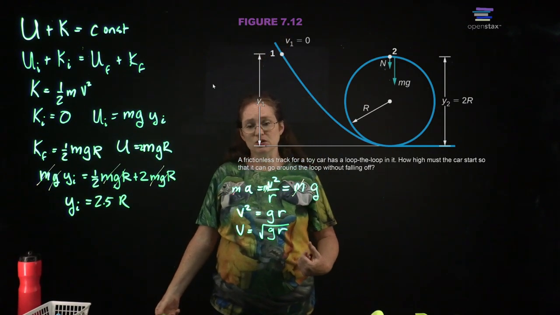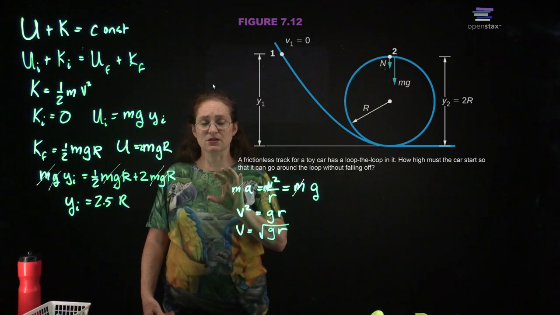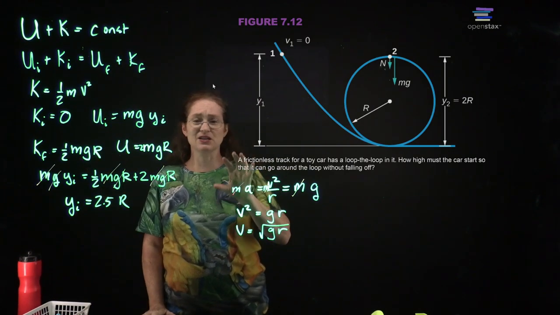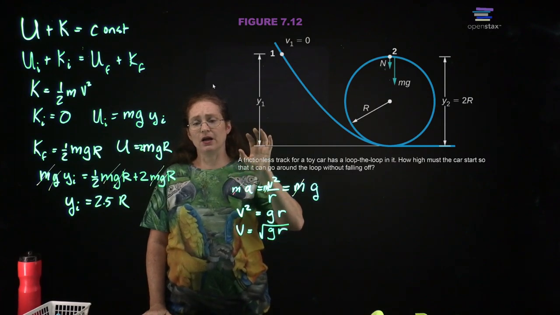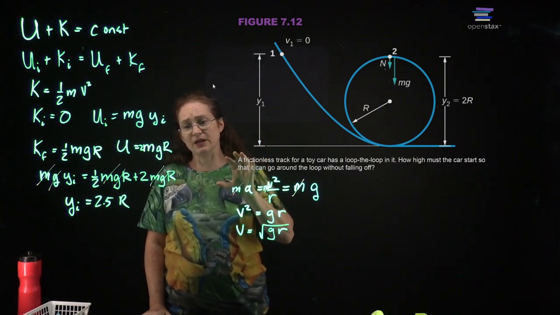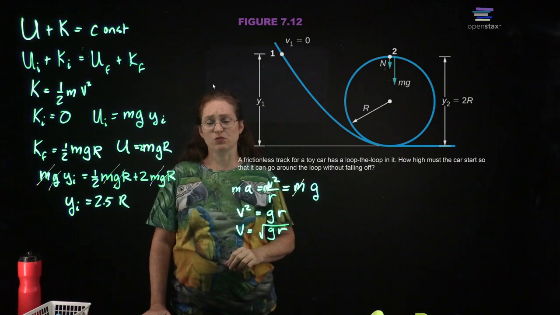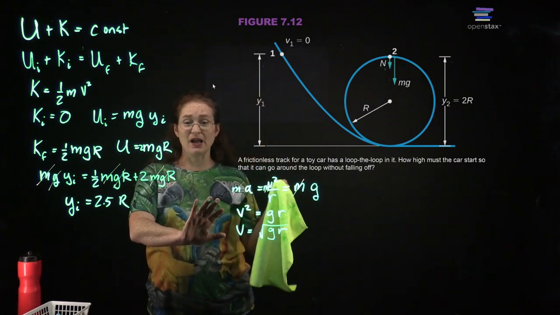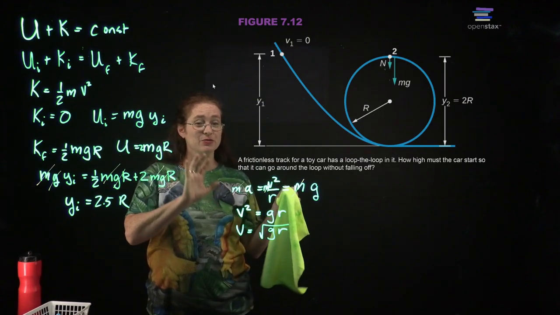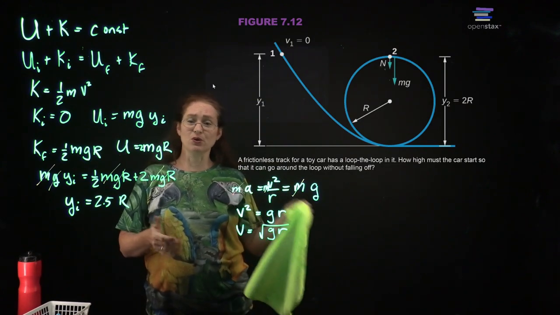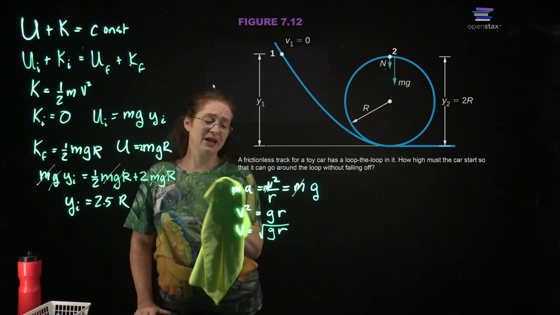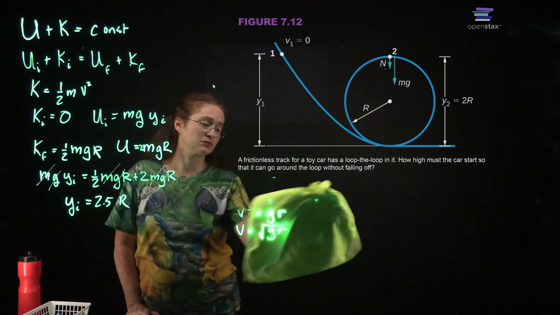Note that I could use conservation of energy, except I had to know what the acceleration is for an object moving exactly in a circle. Now, I want to point out, this is why physics gets tricky, because a lot of times it's cumulative. You have to take something that you learned a few chapters back and apply it in a different problem.